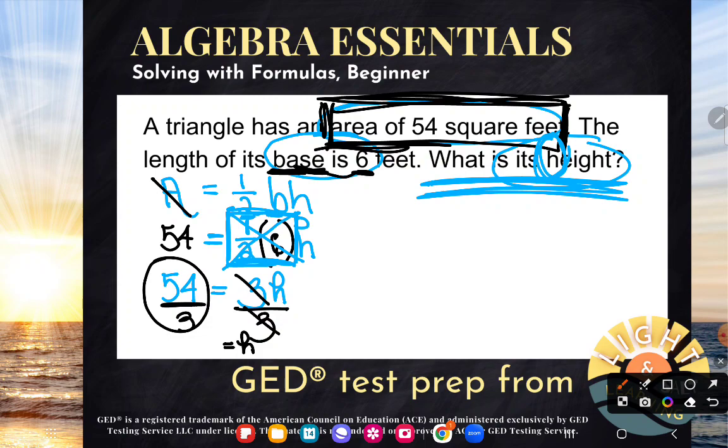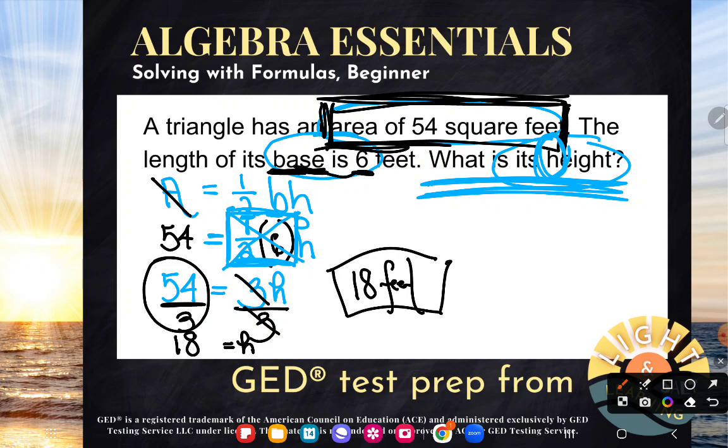Guys, I want you to do it in your calculator. I know that you guys are great. You can do long division. You can count by 3s, but we're focused hard enough on the algebra right now. I'm just going to punch that into my calculator. 54 divided by 3 is 18. So what am I saying here? I'm saying that the height of this particular triangle is 18 feet.